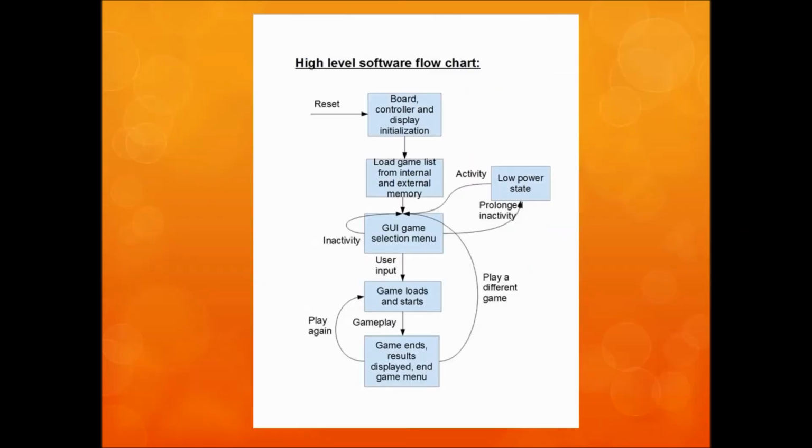The main software execution will be represented by this flowchart. Upon initialization, the main microcontroller performs all of its initialization routines. It then proceeds to search for games in internal memory and, if present, external memory. At this point, the user is able to use the controllers to interactively select a game to play. Once a game has been selected, the game is loaded and gameplay starts.